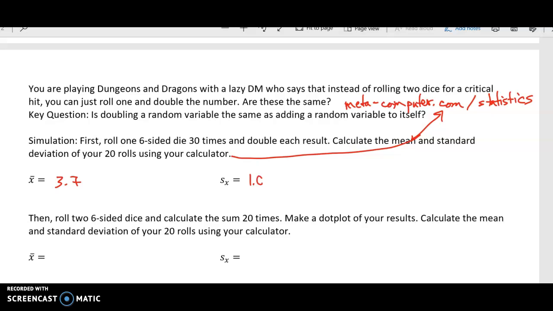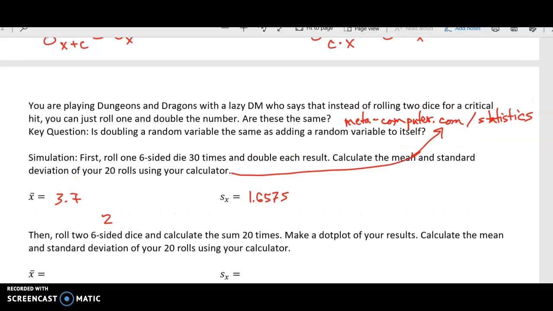And 1.6575. So if I double that, I end up at 7.4. And oops.